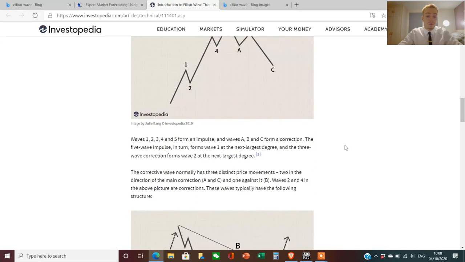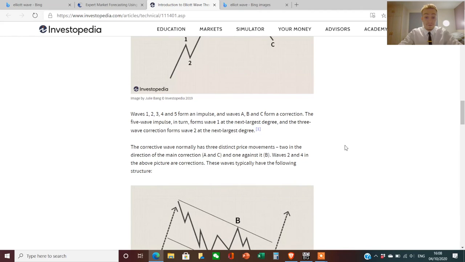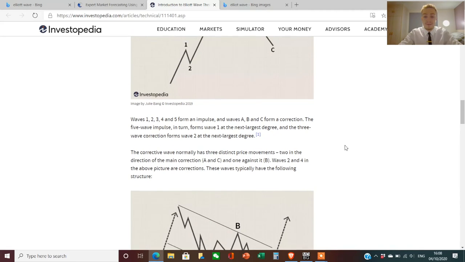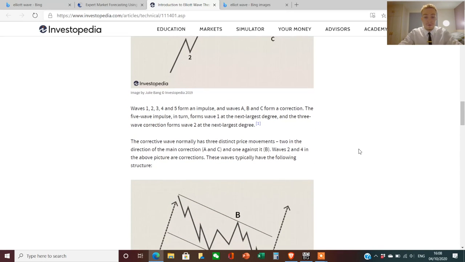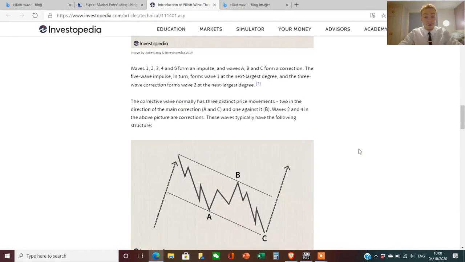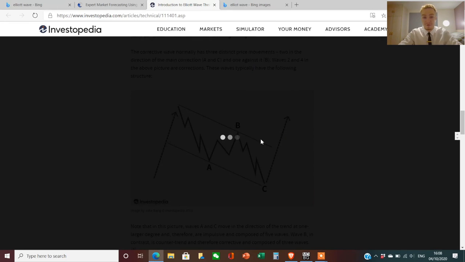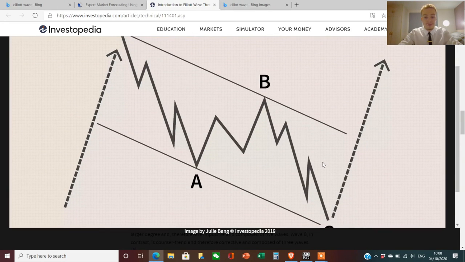So waves 1, 2, 3, 4 and 5 form an impulse, and waves A, B and C form a correction. So this is the correction here. The 5-wave impulse in turn forms 1 wave at the next largest degree, and the 3-wave correction forms wave 2 at the next largest degree. As you can see, I've clicked on the full image, so as you can see here, you have 1, 2, 3 down, and you have 1, 2, 3 up, and then you have 1, 2, and that would continue down.